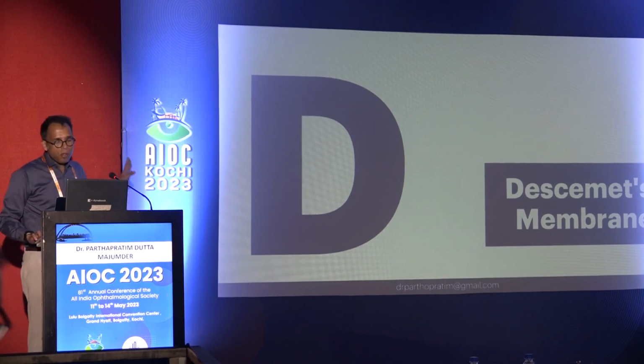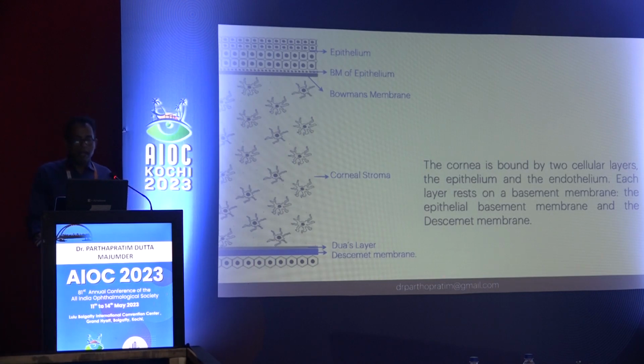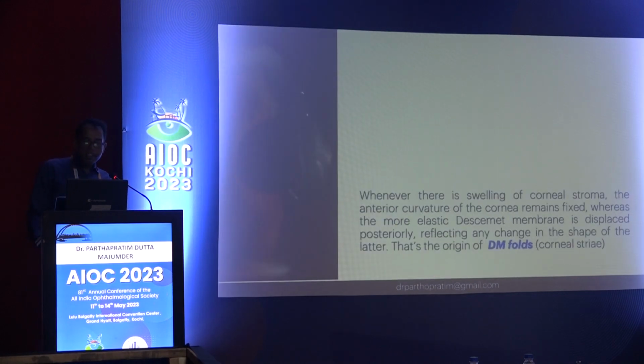So Descemet's membrane. As you know, the cornea is bounded by two cellular layers, the epithelium and the endothelium, and each layer rests on a basement membrane: the epithelial basement membrane and Descemet's membrane. Now, wherever there is a swelling in the corneal stroma, the entire curvature of the cornea remains fixed, whereas the more elastic Descemet's membrane is displaced posteriorly, reflecting the changes in the shape.